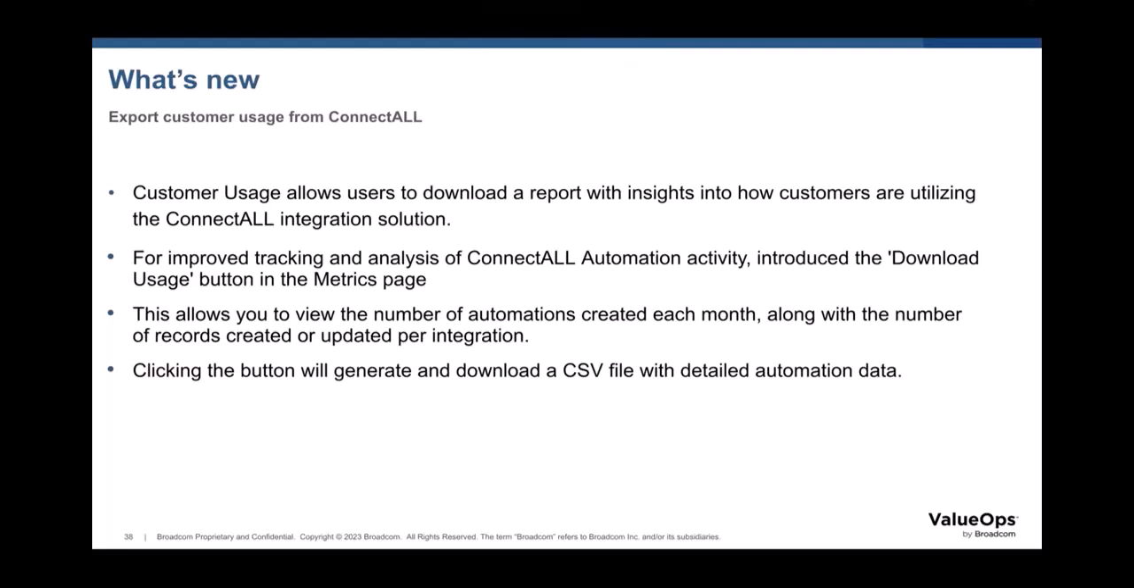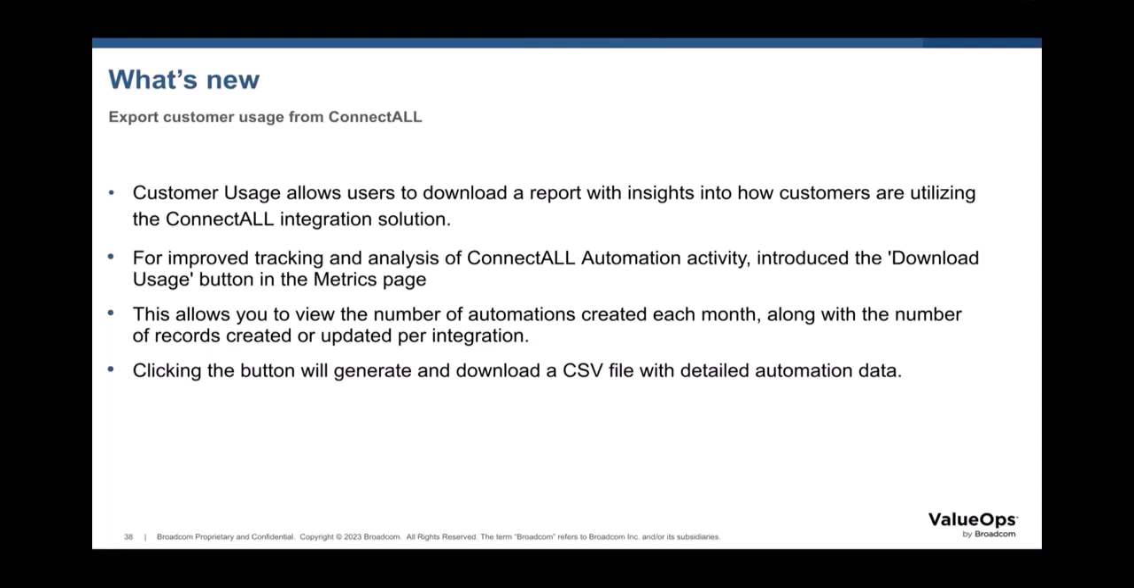application. To start with, we have introduced this download usage button in our metrics page, where you will be able to download the automations, the adapters the automations are syncing between, as well as the created records and the updated records. So we have just kept this usage button on the metrics page. Any user who has access to this metrics page can just go ahead and click this download usage, and then we'll get to know how they're using it.